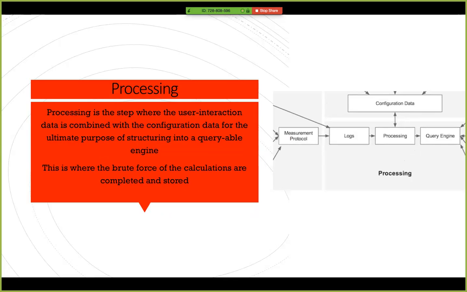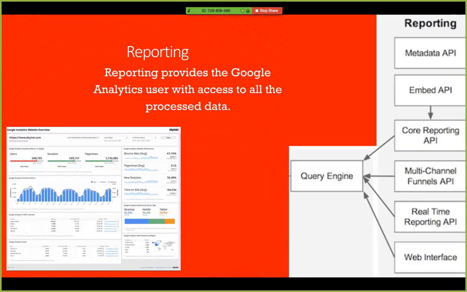And processing is the step where the user interaction data is combined with the configuration data for the ultimate purpose of structuring into a queryable engine. So this is where the brute force of the calculations are completed and stored for accessing in the final step, which is reporting. So reporting provides the Google Analytics user with access to all of the processed data. There are tons of APIs and web interfaces that are ultimately connecting to the query engine, which will result in the dashboard, which you can see one example of on the lower left.